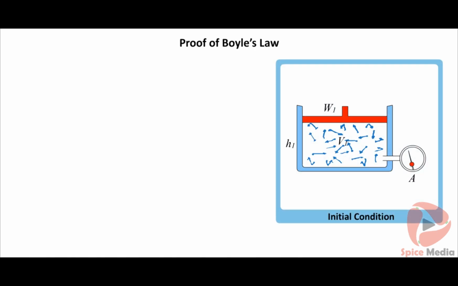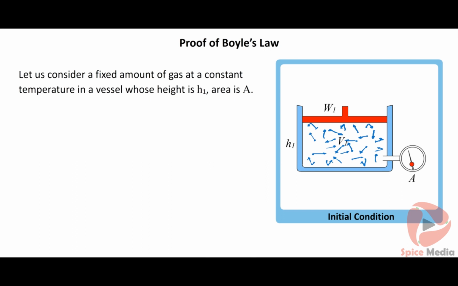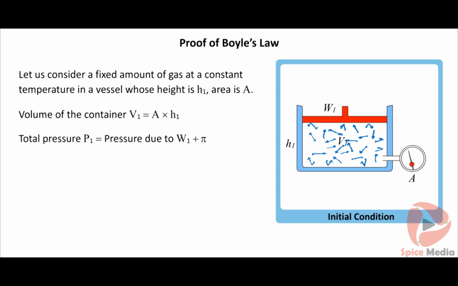Now let us verify Boyle's law. Consider a fixed amount of gas at a constant temperature in a vessel whose height is h1 and area is A. The volume V1 of the container is equal to area A multiplied by h1. The total pressure inside the container P1 is equal to the sum of the pressure due to the weight W1 and the atmospheric pressure, say pi. Therefore, P1 is equal to W1 by A plus pi.